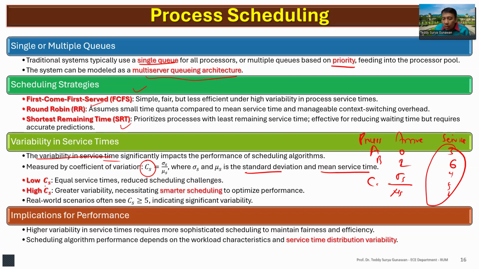So you can take the average, calculate the sigma, and get the CS. A low CS means low variation, so equal service times, for example 3, 4, 3, 4, 3, not too different. But if you have a high CS, then you need smarter scheduling. For example, if one is 3, one is 10, and one is 100, then you have more variability. Real-world scenarios often see CS larger than or equal to 5, indicating significant variability.